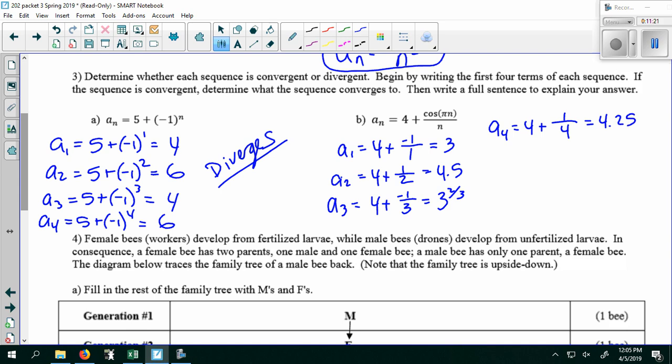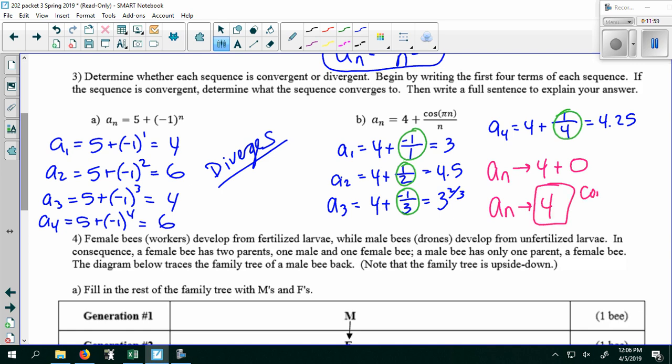So these values do seem to be approaching 4, and that is because the fractions are getting smaller. So that one was 1, then a half, then a third, then a fourth. The next one's going to be a fifth, then a sixth, then a seventh. So they're getting smaller and smaller and smaller. Some are positive and some are negative, but overall, they are approaching 0. So a sub n is approaching 4 plus 0. So a sub n is approaching 4. So that is what it converges to.